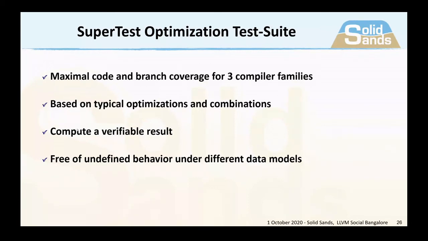And then for all these loops, we investigated the behavior, and based on that, we selected a very broad range of test inputs that make sure that all of the generated assembly code is being executed when we test the loop. Upon that, we compute a verifiable result, so we can then verify whether the optimization is correct and not only faster. And we made sure to make all these tests free of undefined behavior. So the test suite is a generic test suite that can be used for different compilers and with different data models.